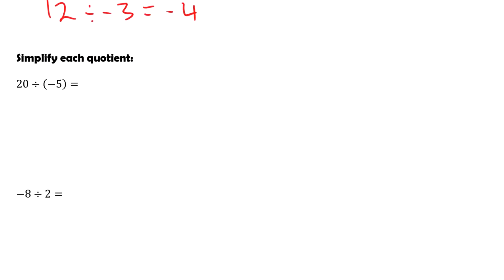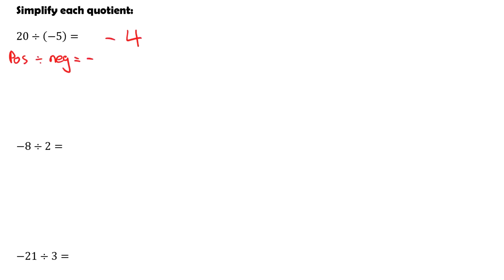So here we need to simplify each quotient. Remember, quotient is just a name for dividing. So 20 divided by negative 5. 20 divided by 5 is 4, but we have a positive divided by a negative, which means we'll end up with a negative answer because they're different. If I go negative 8 divided by 2, we have a negative divided by a positive, so my answer should be a negative, and negative 8 divided by 2 will be negative 4.